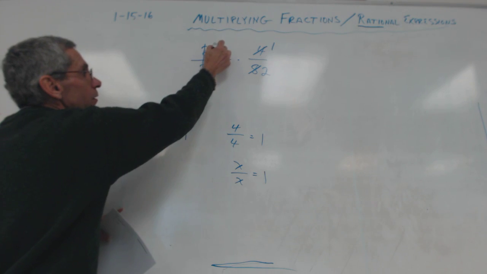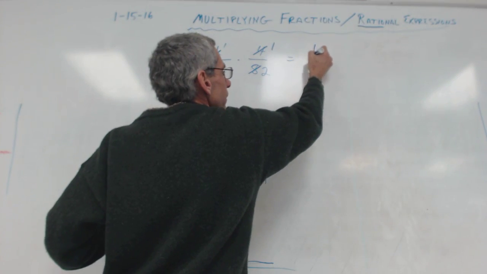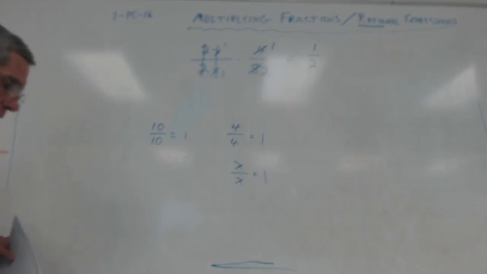So I can cross these out as well. Those become 1 and 1. So my answer is 1/2. Does that make sense? You get that? All right, let's try another one.